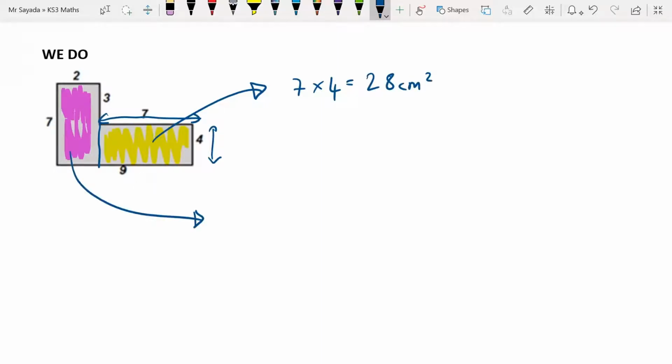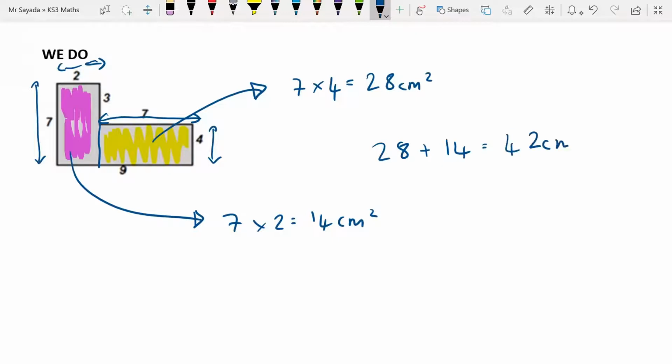What's the area of the pink rectangle? Work it out, say your answer to the video. Well, the length of the pink rectangle is 7, the width is 2, so we've got 7 times 2, which is 14. What do we do now? Say your answer to the video. You should have said that we add those 2 areas together, 28 plus 14, which is 42 centimeters squared.